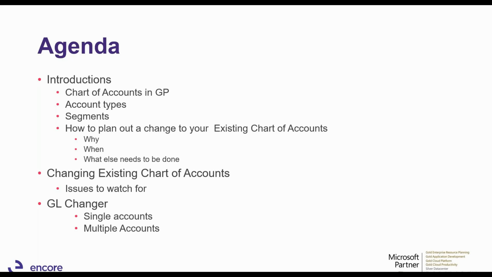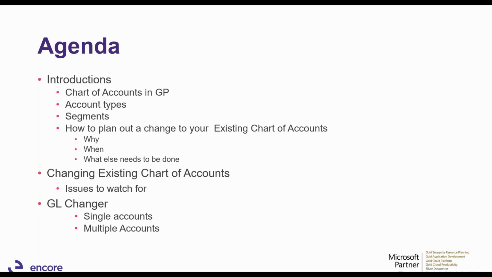So that's why we need to do it. What else needs to be done? GP provides a tool for this. It's called the GP Account Changer. It allows you to modify and/or change an account. So you can take an existing account and renumber it to a new number. If that number is not in use already, it will just change all information inside Great Plains to that number.